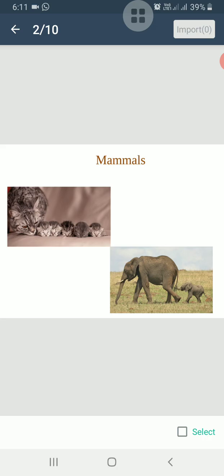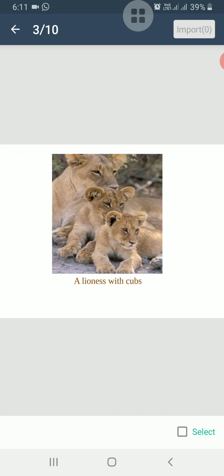They clean them, teach them to find food and to live on their own, and protect them till they learn to look after themselves. They feed their babies with their own milk. In some mammals, fathers also help by hunting food and guarding the young ones. You can see here the cat with kittens, the elephant with its young ones, and a lioness with its cubs.